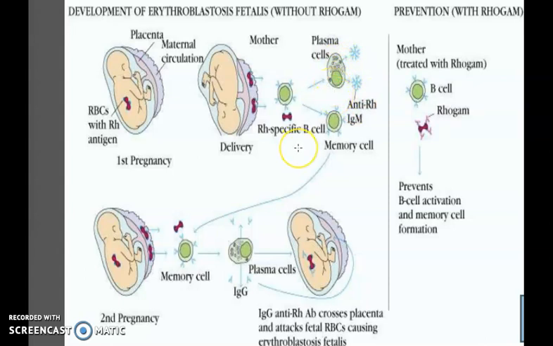But in a subsequent pregnancy, or in the second pregnancy with an Rh positive fetus, these Rh positive RBCs will cross the placenta and activate the memory cells, and it attacks fetal RBCs causing erythroblastosis fetalis. On treatment with Rogam, we can prevent this condition. We can treat the mother with antibody to Rh antigen right after the birth and the mother will never make its own immune response, that is, it prevents B cell activation and memory cell formation.